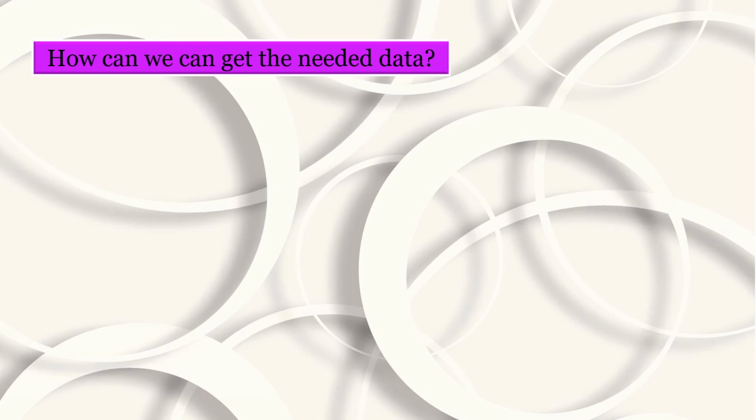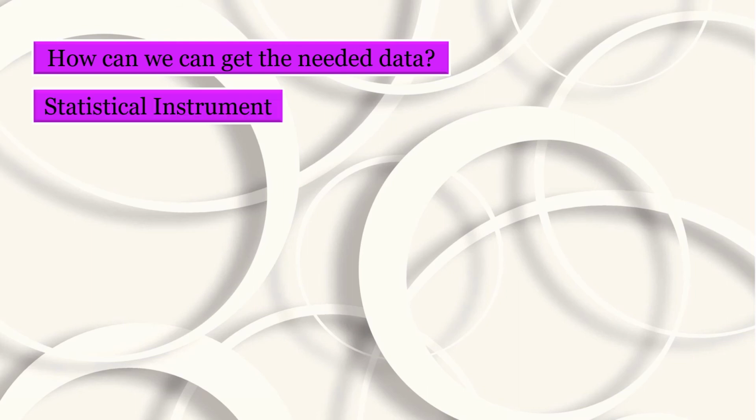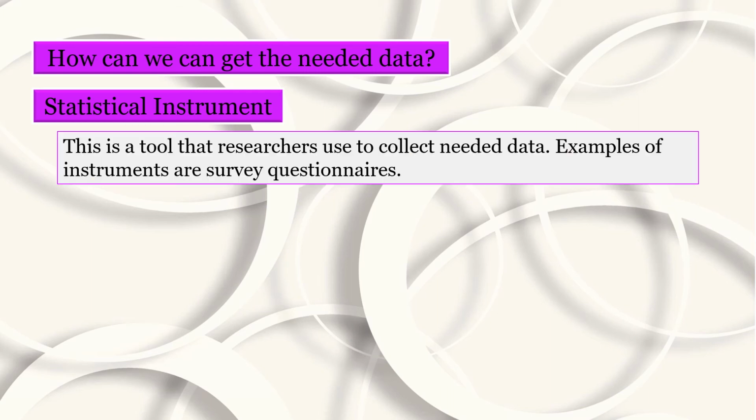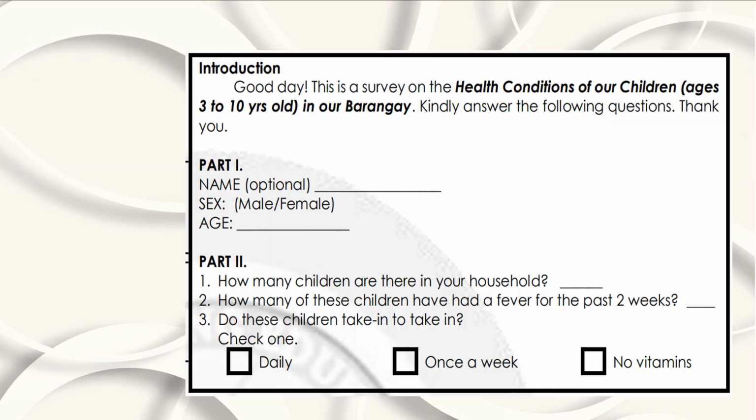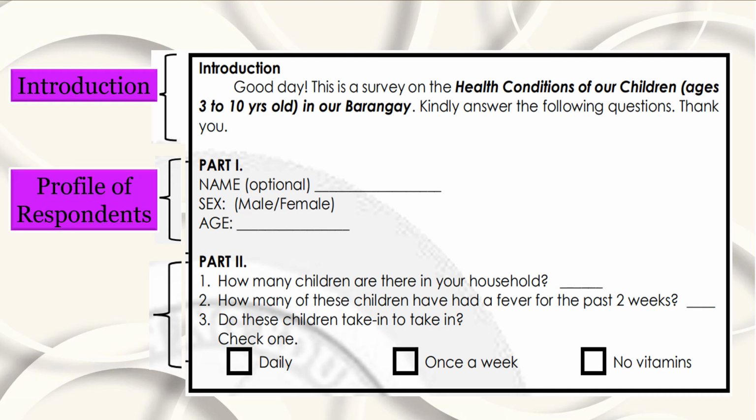How can we get the needed data? We have the statistical instrument. So what is a statistical instrument? This is a tool that researchers use to collect needed data. Examples of the instruments are survey questionnaires. We have here now the survey questionnaires. We have three parts of a questionnaire: the introduction, profile of the respondents, and questions to answer.